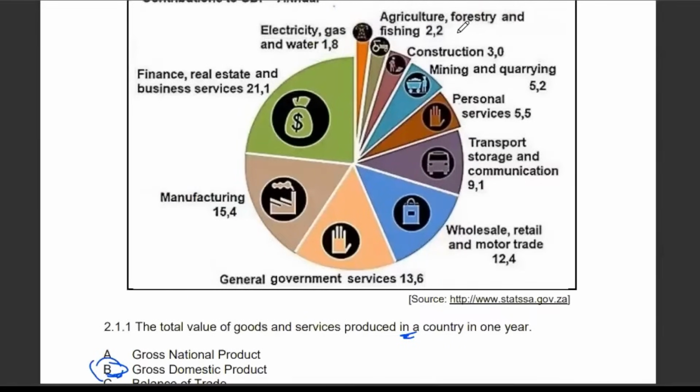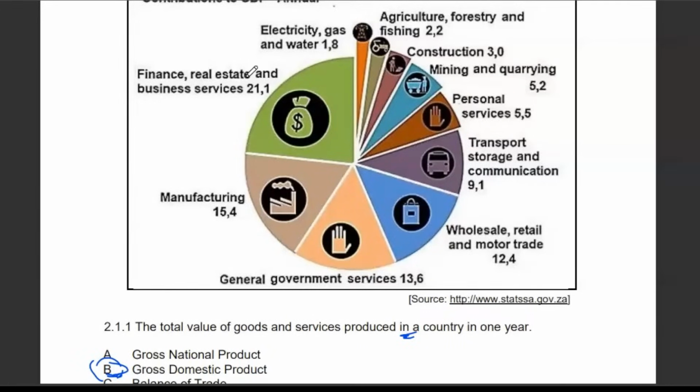This is primary, agriculture and forestry. This is secondary, construction. Mining is primary. Personal services, it's tertiary. It's 5.5. Transport and storage is also tertiary. It's 9.1. Wholesale and retail is also tertiary. It's 12.4. Government services can be a part of tertiary also. Yes, 13.6. Manufacturing is secondary. Finance, real estate, and business services is also tertiary, 21.1.